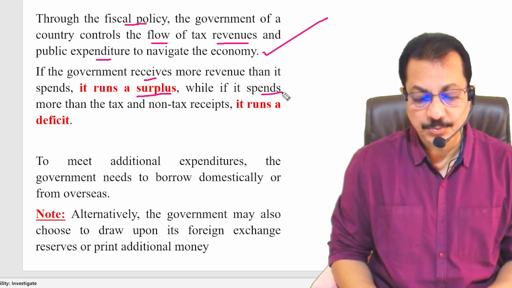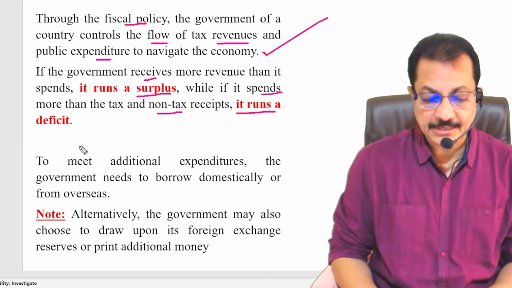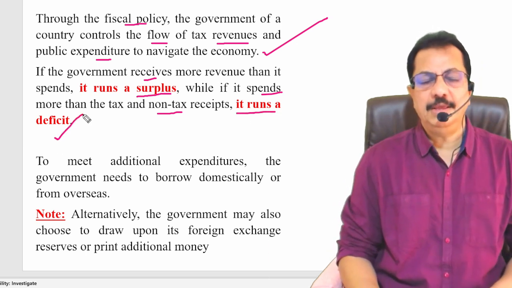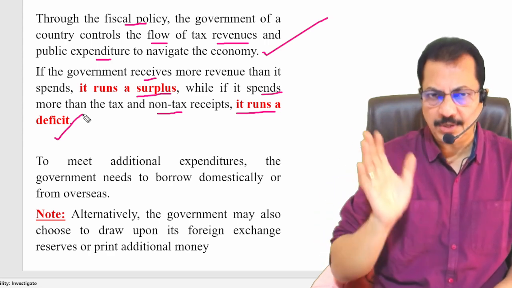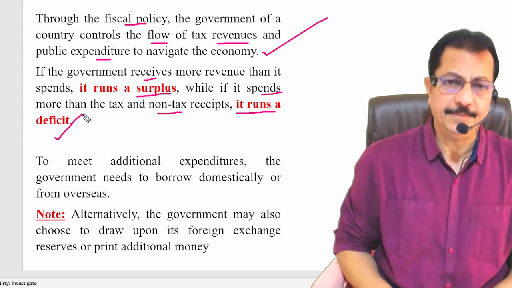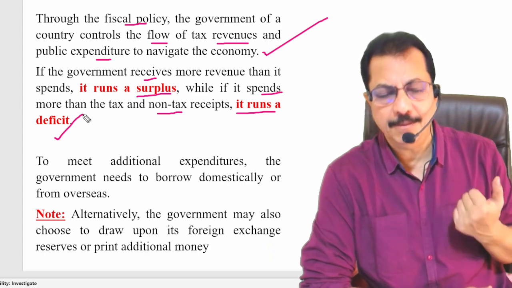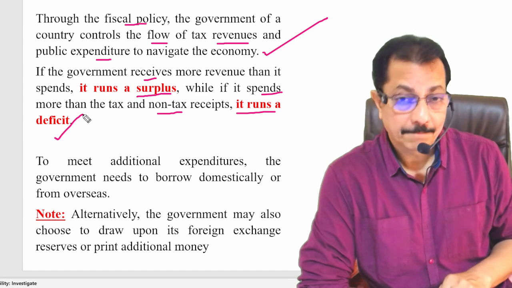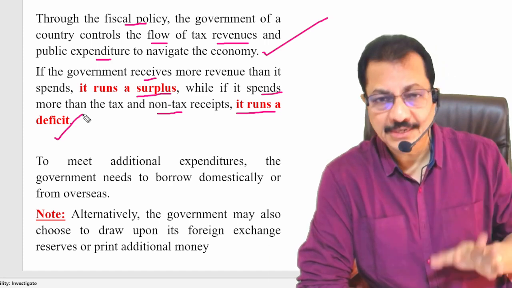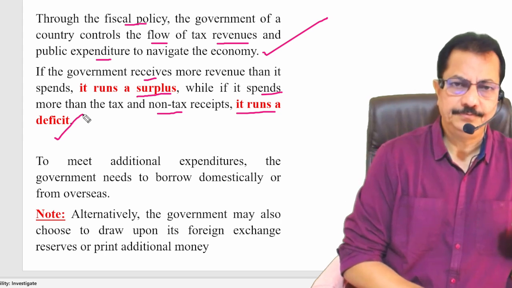If it spends more than the tax and non-tax receipts, it runs a deficit. Very important one. Tax receipts and non-tax receipts, what are they? Let's try to understand. Receipts means what you are receiving, that is nothing but the income. If the government is receiving money by imposing tax, by enhancing the tax, that is called tax receipts.